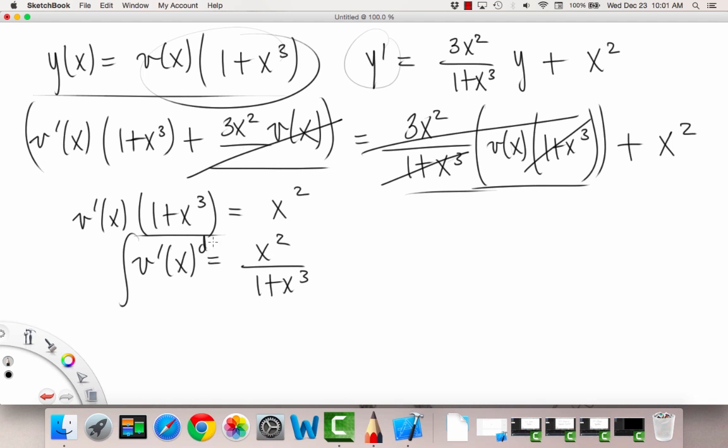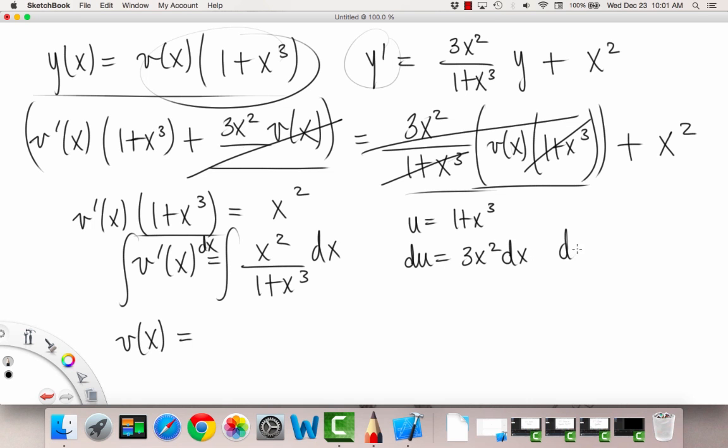Okay, and when we integrate with respect to x on both sides, we just get v of x is equal to, and then we're actually going to end up with something like this. Well, we can do u substitution, so u is 1 plus x cubed, du is equal to 3x squared dx, and dx, for the purposes of direct substitution here, we're just going to divide by that, okay? So we just get the integral of 1 over u, and then our x squared we can't do anything with, but dx we can replace with du over 3x squared.